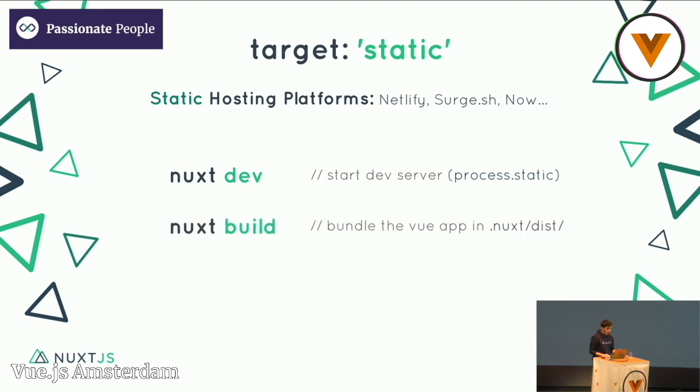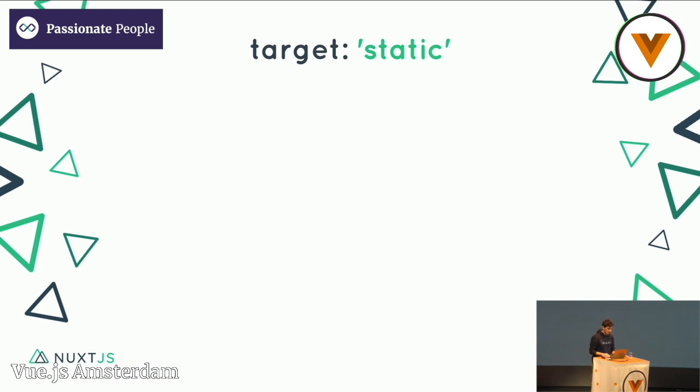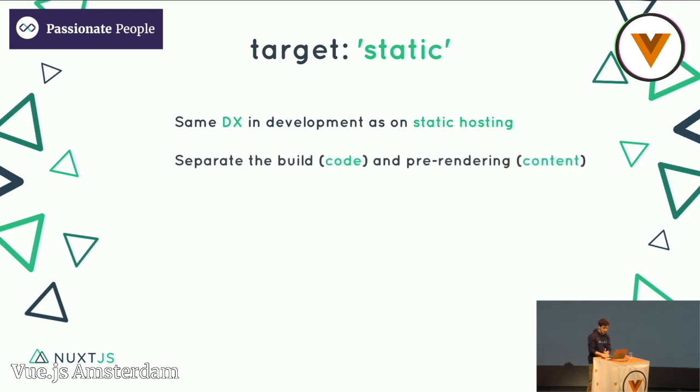We have nuxt build that will bundle your app. And we have nuxt export that will create the dist directory and pre-render the routes. So we actually separated nuxt generate into two commands, nuxt build and nuxt export. Why? Thanks for asking. I know you guys are here. It's to give the same developer experience in development as on static hosting. We also plan to have nuxt serve to serve the dist directory, so you can test it like it is in production.